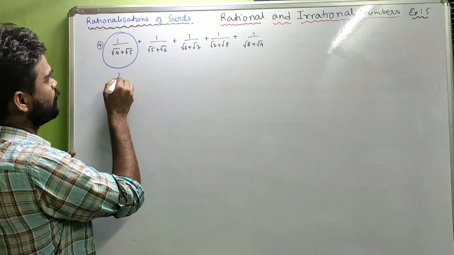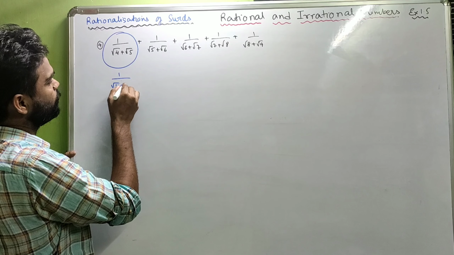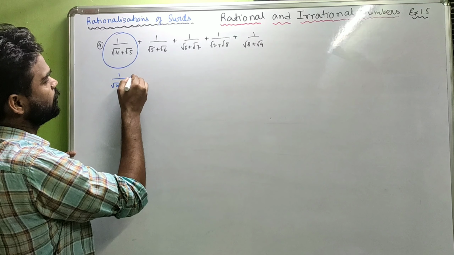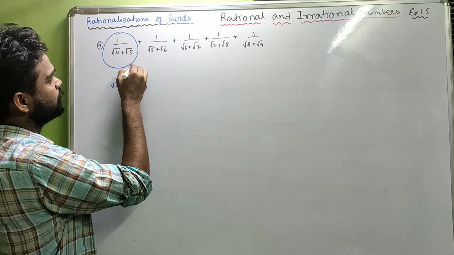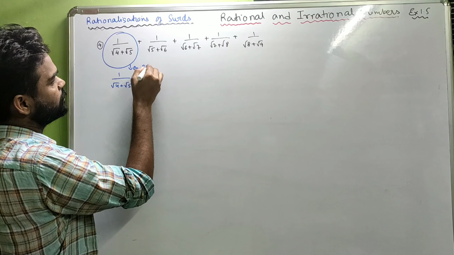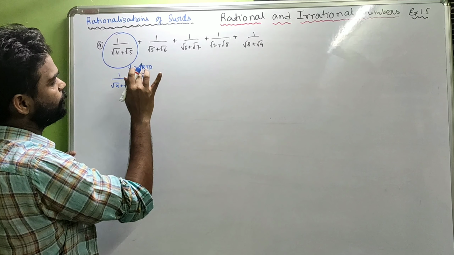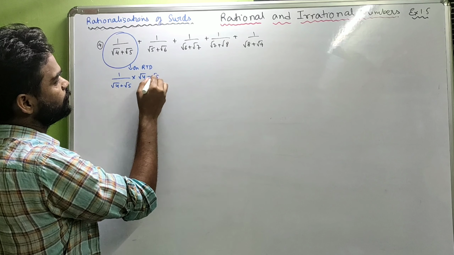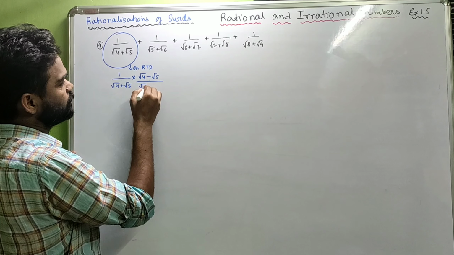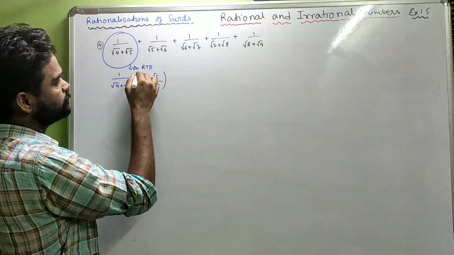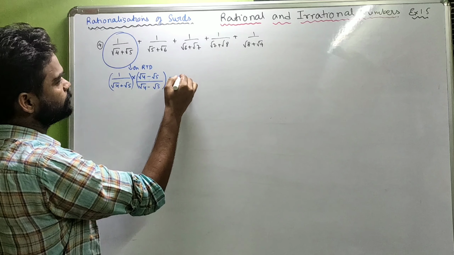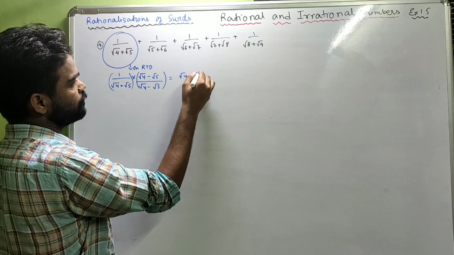Look, 1 by root 4 plus root 5. On rationalizing the denominator, what do you get? We'll multiply by root 5 minus root 4, minus root 5, sorry. Am I clear? So this becomes root 4 minus root 5.